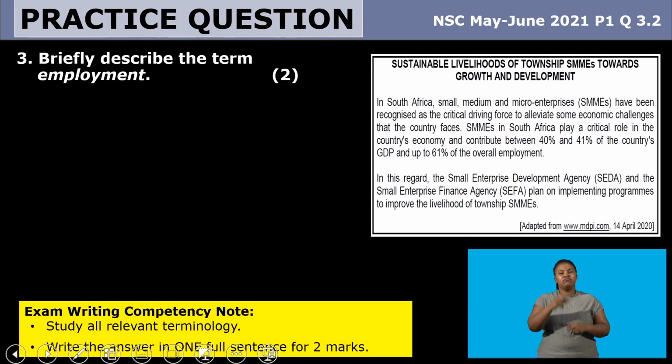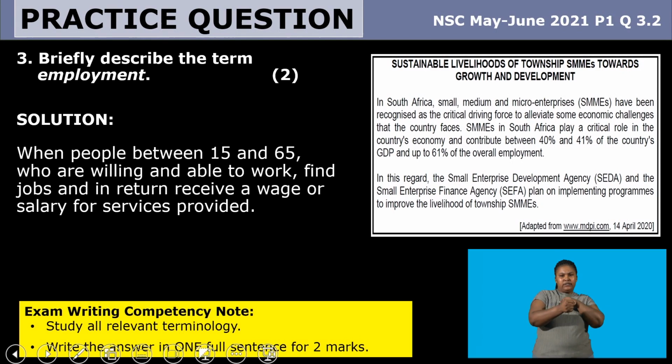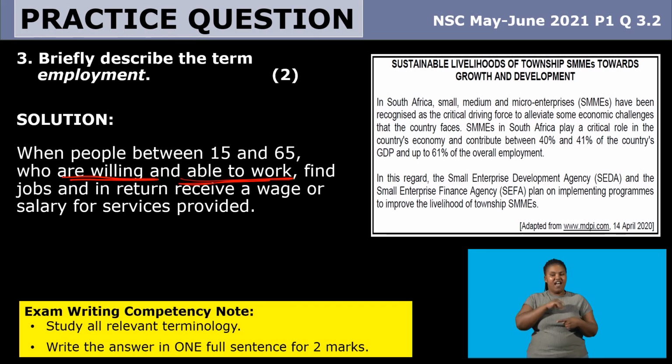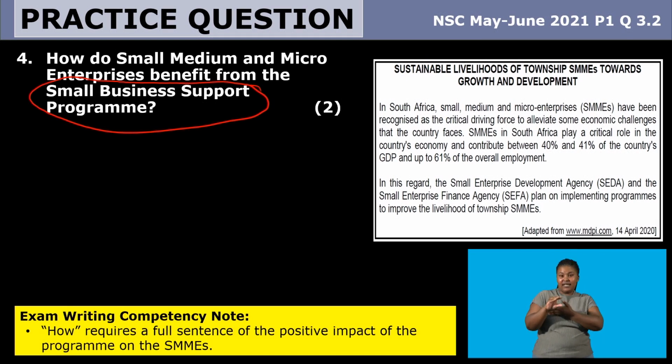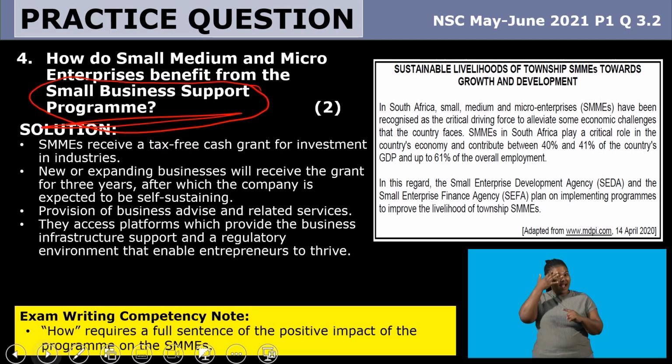Briefly describe the term employment. When people between 15 and 65 who are willing and able to work find jobs and in return receive a wage or a salary for the services provided. So question 4, how do small, medium, and micro enterprises benefit from the Small Business Support Program? So this is the financial incentive. The question is saying, how do these businesses benefit from this financial incentive from the government?